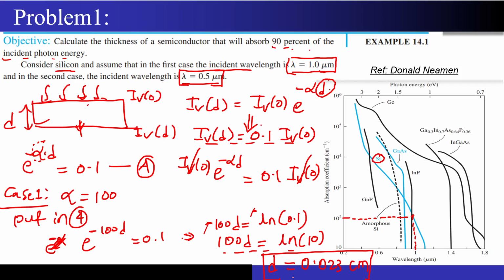So this is the thickness of the semiconductor material. If I use it, then from the other end of the semiconductor material, my light intensity will be just 10% of what I was getting at the surface, right? So now let me move on to case number 2, right?